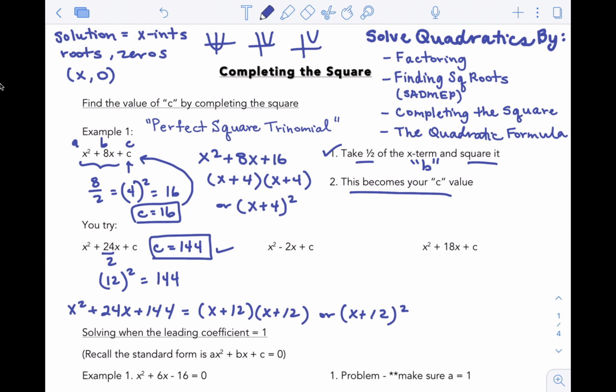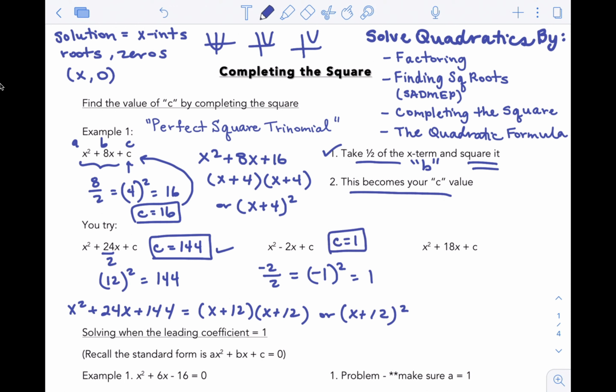I took half of the b term and I squared it. All right, here we go. The b term is negative 2. Cut it in half, so divide it by 2. That's negative 1. Square it, that's positive 1.